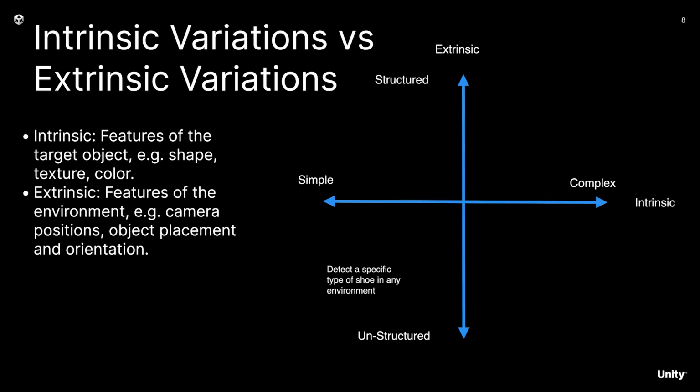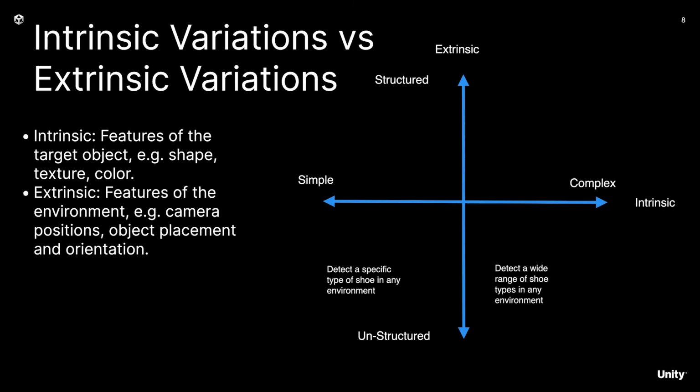So imagine you wanted to detect a specific shoe, like a white Air Force One Nike sneaker. That's a very narrow class. So we might say the intrinsic variations of that class are quite narrow and simple. And we don't really care about the environment. We're not trying to detect it in a warehouse. We're just trying to detect it generically. So we might believe that the extrinsic variations could be unstructured and wide.